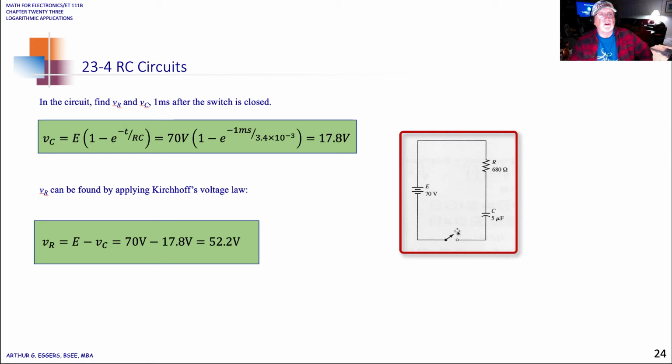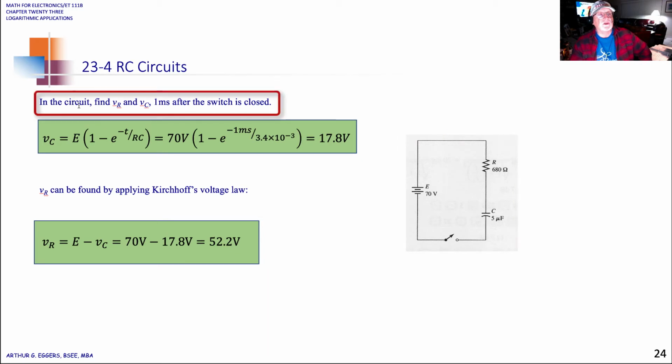What we're going to do is close the switch here, and we just want to calculate after a period of time what the charge is going to be on that capacitor. So in this case, we're going to find the voltage drop across the resistor and the capacitor 1 microsecond after the switch has closed.